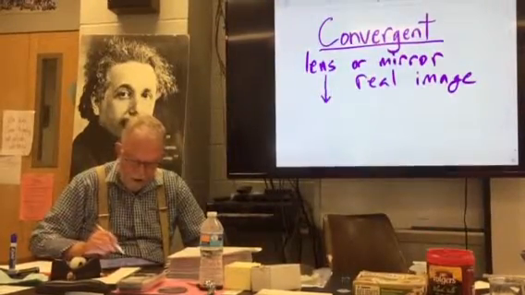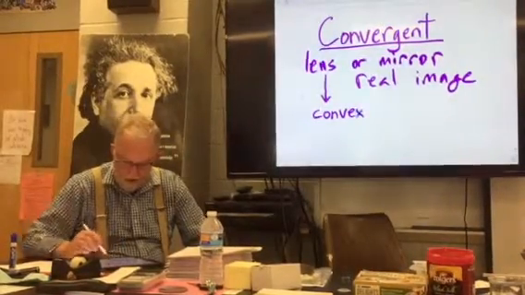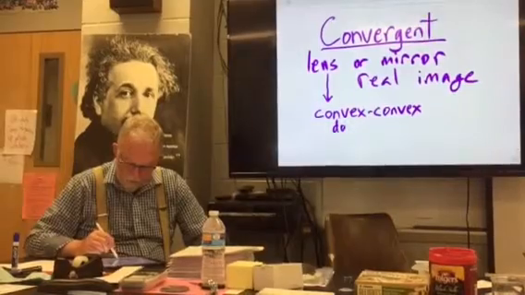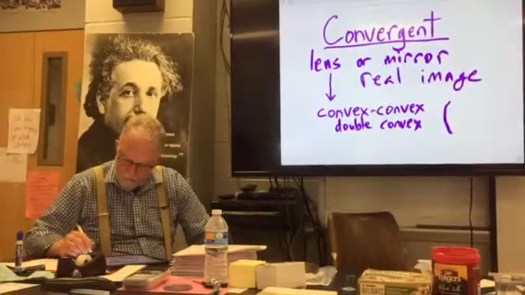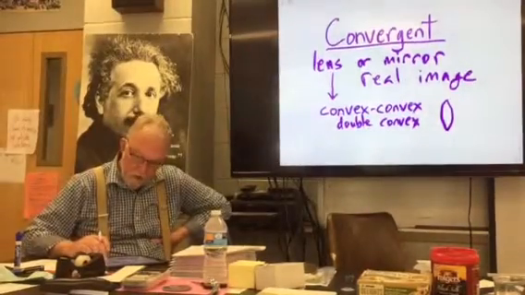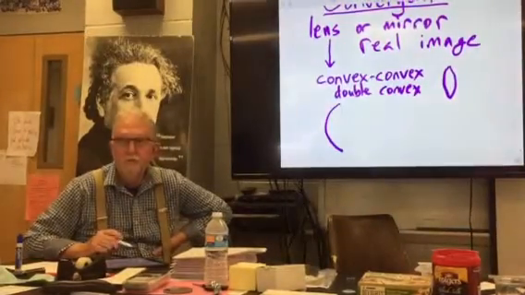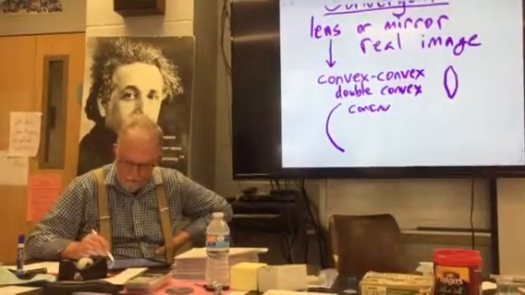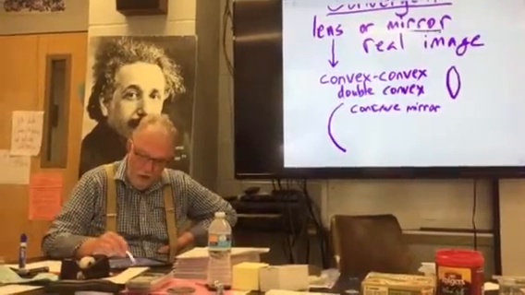A convergent lens is convex, or double convex. It is shaped like this. A convergent mirror is just the opposite. It's concave. It looks like this. A concave mirror, caved in is the way I remember it, is a convergent mirror. The rays will come together. You will get a real image.